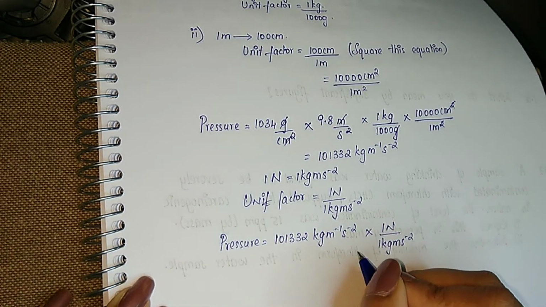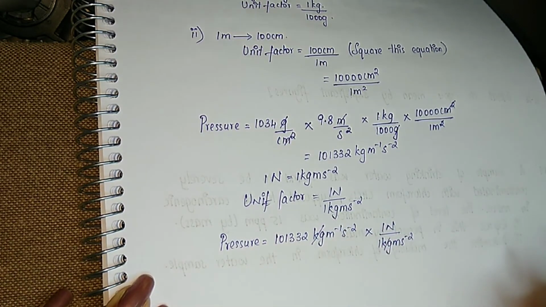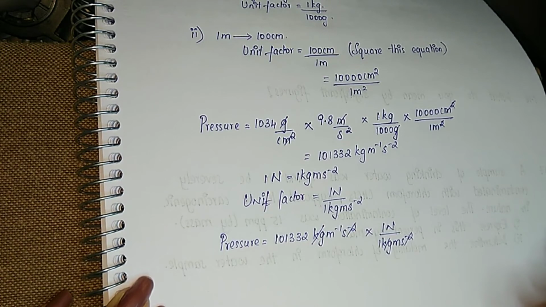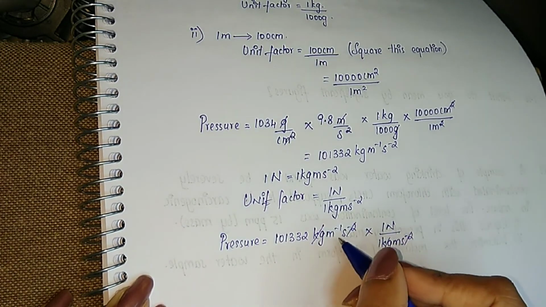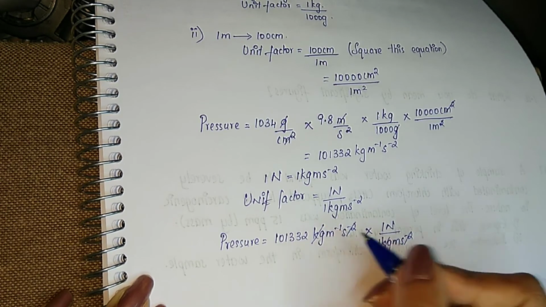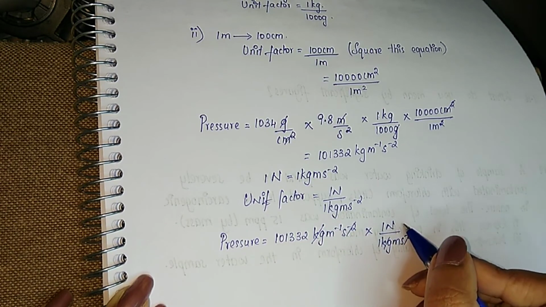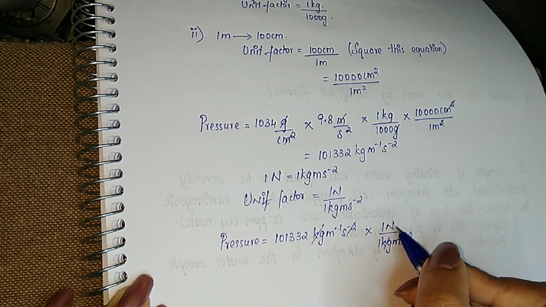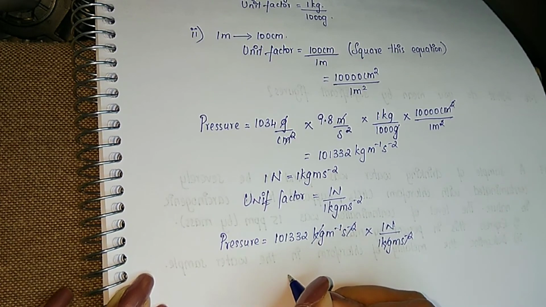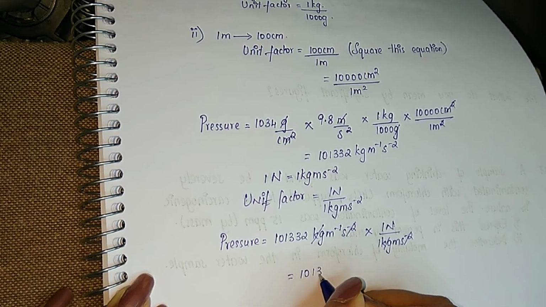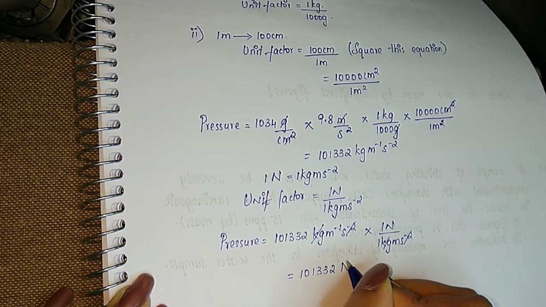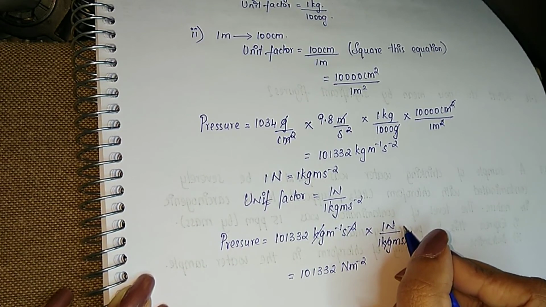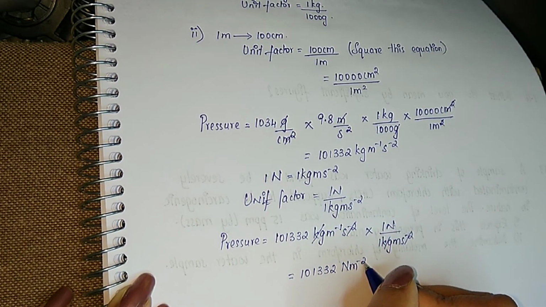Now when we cancel out the terms, kg and kg will get cancelled. Seconds to the power minus 2 and seconds to the power minus 2 will get cancelled. And what we are left with here is m to the power minus 1. In the denominator, this m, when it goes up, will become m to the power minus 1. When you simplify both, you get m to the power minus 2 and Newton. So now when we write the answer, we have 101,332 N m to the power minus 2. Because this m will go in the numerator and become minus 1. When we simplify both, it will become minus 2.